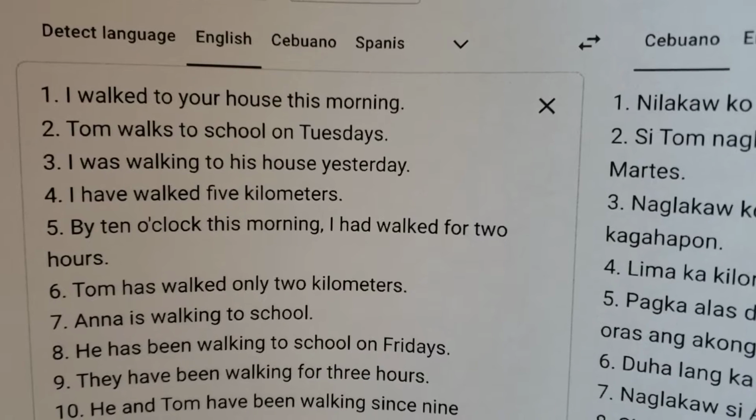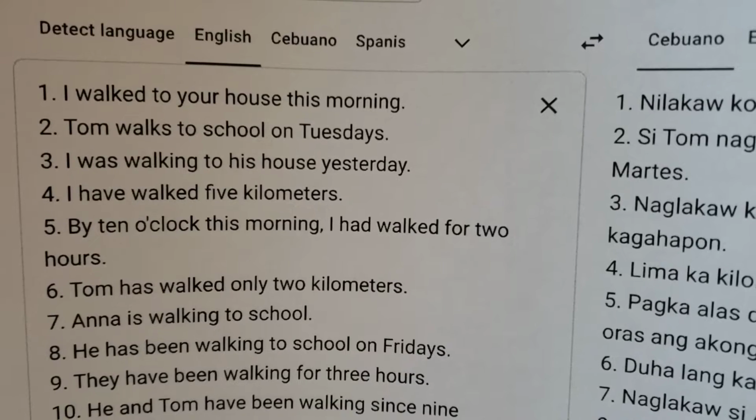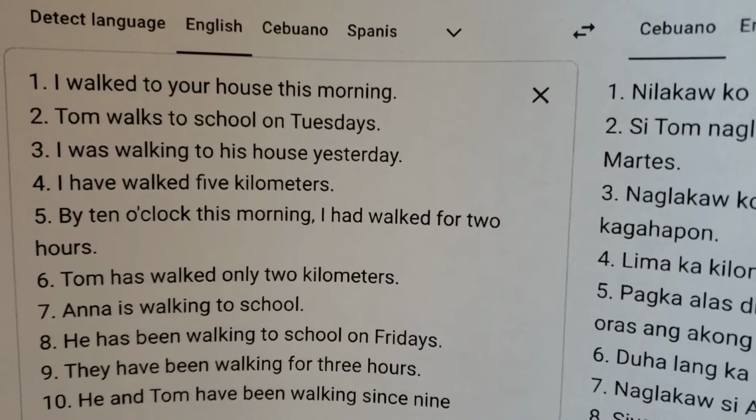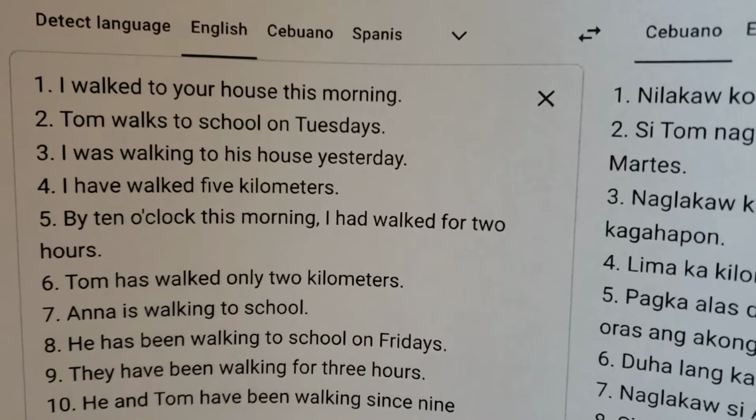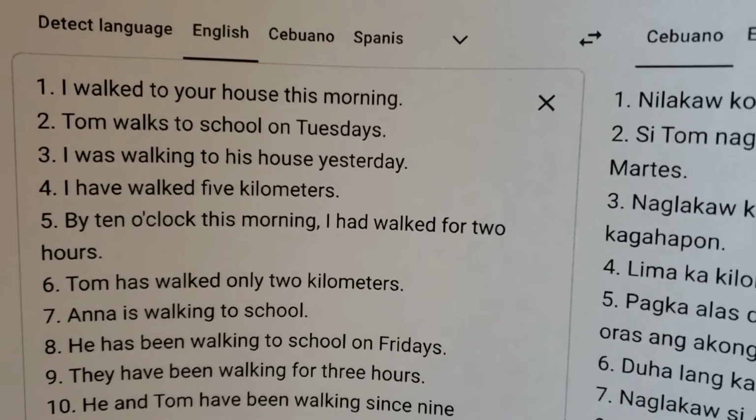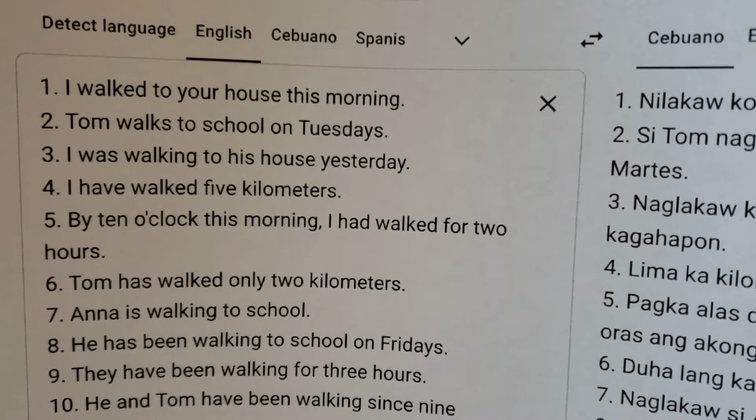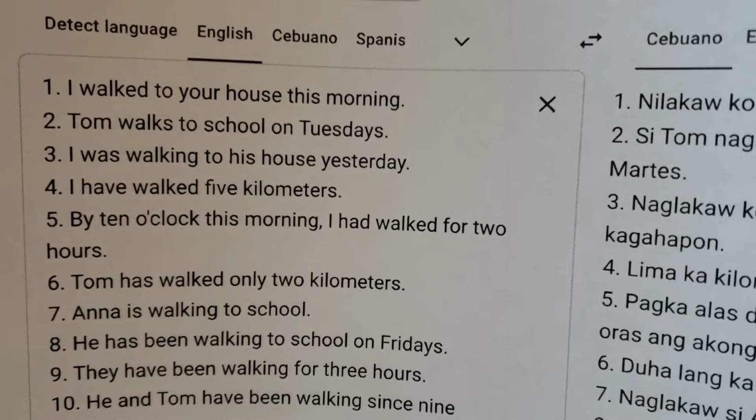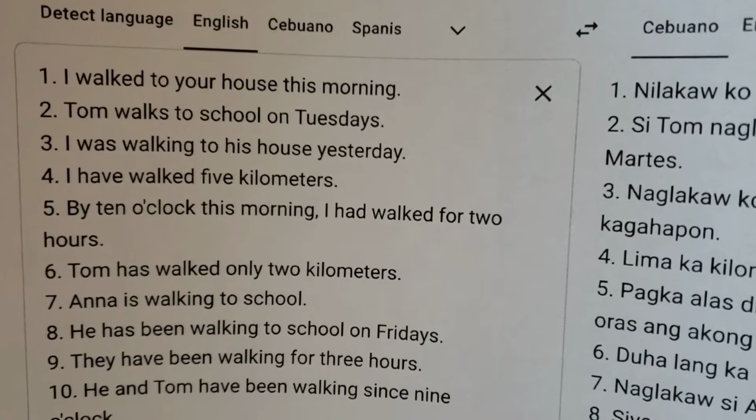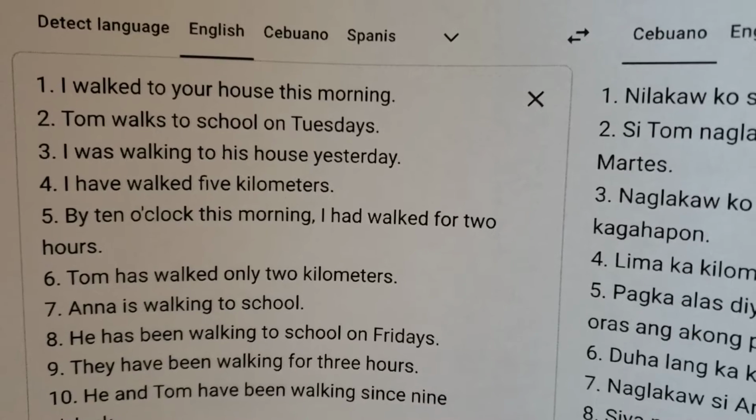Number six, looking at comparison, I would say I have walked. And then Tom has walked. So it's either have walked if it's I, or has walked if it's he or she, or a person like my mother has walked, a proper noun Tom, or a driver, the driver has walked. So we're talking about number six, present perfect tense.